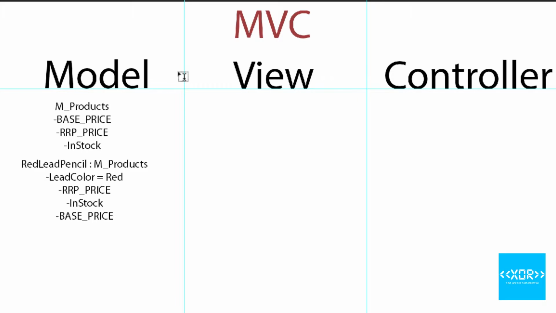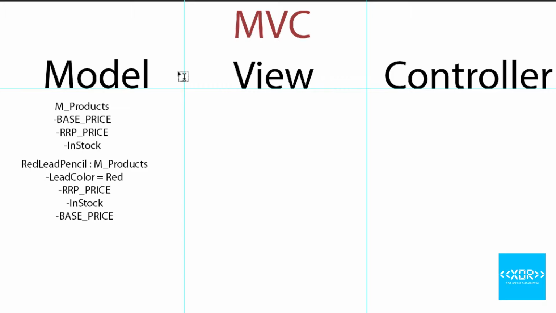So basically we have mProduct. mProduct just defines a product in our store. It doesn't define a specific product, but it simply defines the abstract concept of a product. Next we have a red lead pencil. And red lead pencil takes the properties from m_product, and it inherits from that, right? So not only does it have a lead color property, it also has RRP price, it also has in stock, and it also has a base price.